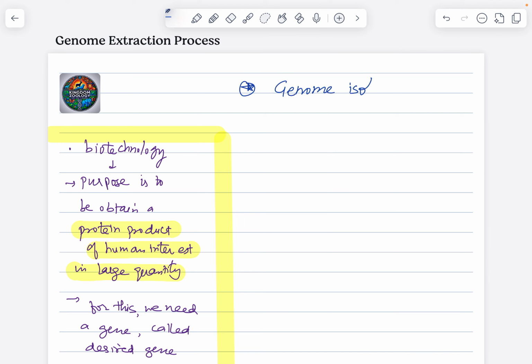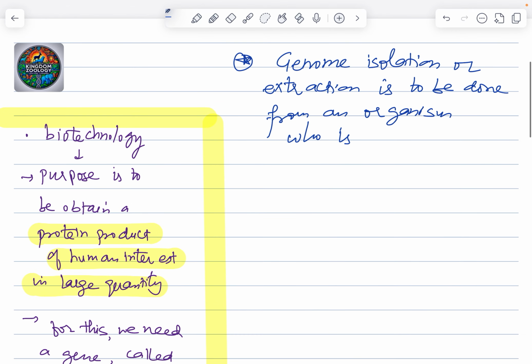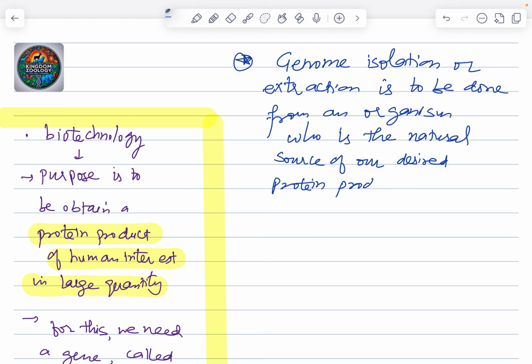Genome isolation or extraction, we can say, is to be done from an organism who is the natural source of our desired protein product. So this is the organism whose genome we want to obtain. So genome isolation or genome extraction is to be done from an organism who's a natural source of our desired protein product.